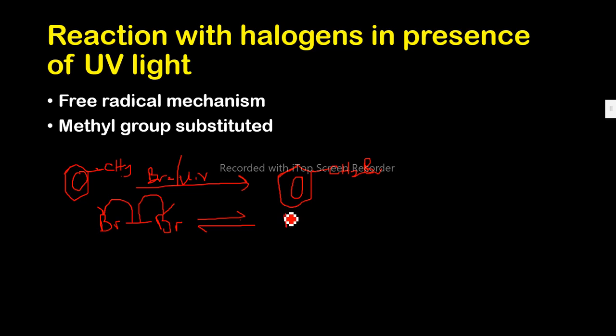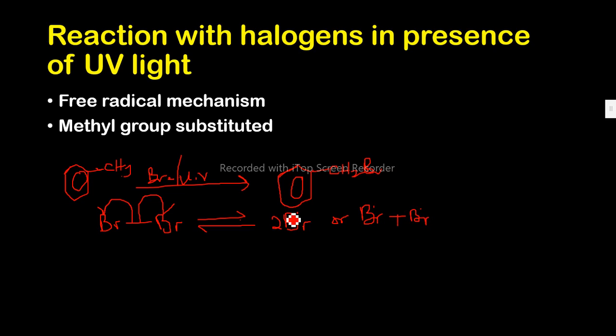The radicals formed here, they can still react with each other to produce a neutral molecule of bromine. So if you want, you can just put a 2 here, and this becomes 2 bromide radical. Or if you want to be more fancy, you can just say the bromide radical and another bromide radical. So it depends on what's easy for you.